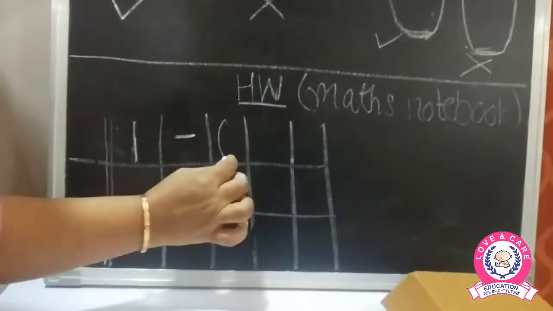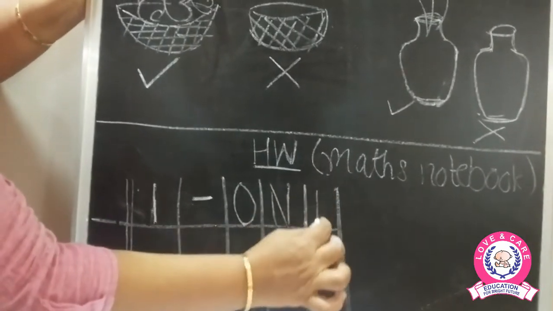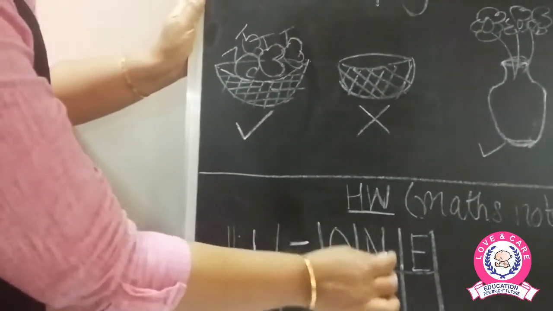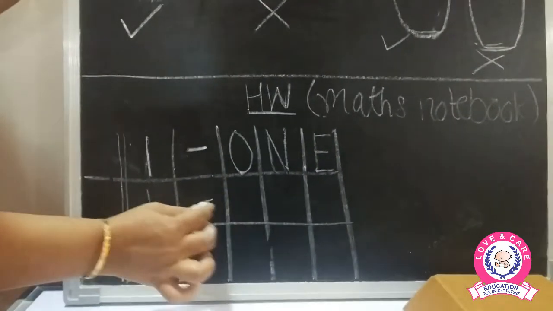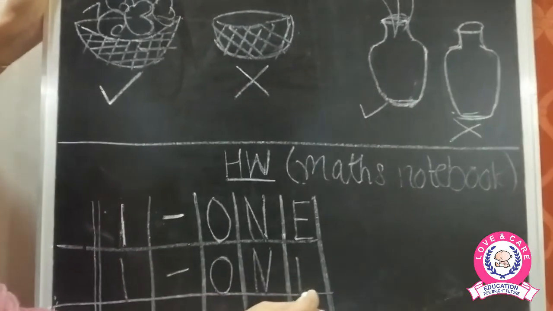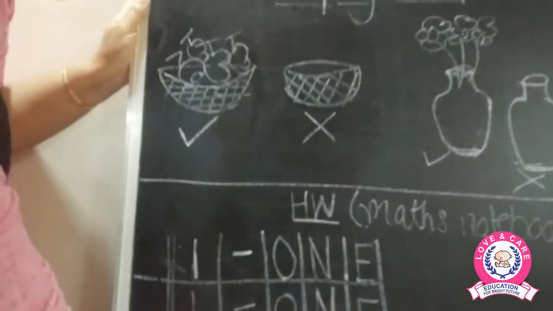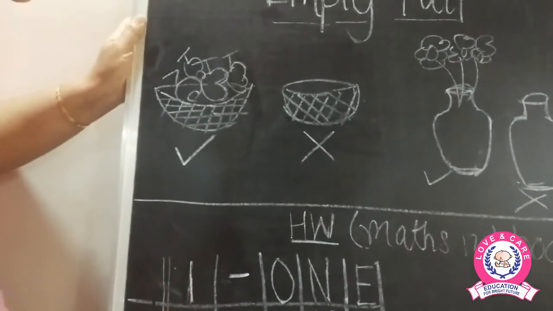Then we are going to write O-N-E, 1. We have written in each box. Then you go like this. O-N-E, 1. You have to complete the page writing like this.